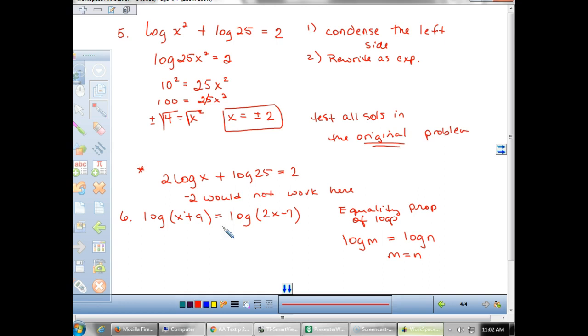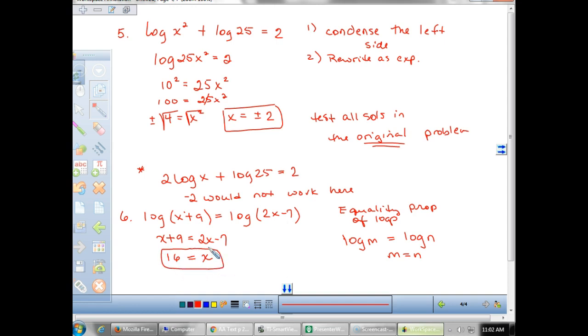So do you see this looks different? Logs on both sides of the equation. So I can go right in, I can say x plus 9 is equal to 2x minus 7. And you've been solving these forever. Okay? So you would subtract x from both sides and add 7 and you would get 16. Now, you do need to test it in the original equation. But 16 plus 9 is positive and 2 times 16 minus 7 is also positive. So this would be your solution to that one.